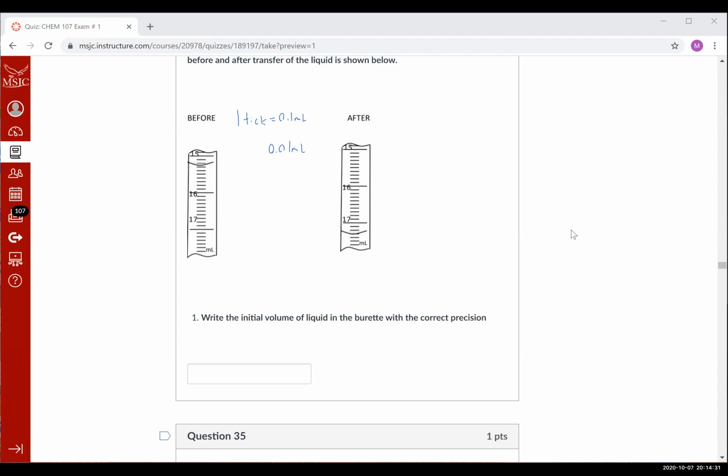We make our measurements from the bottom of the meniscus. In this case, we can report our certain digits, which would be 15.2, and then we can estimate an additional digit. So this would be about 15.25 milliliters for our initial volume. Does that first part make sense to everyone?